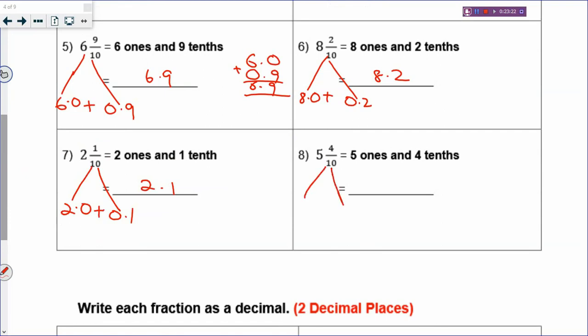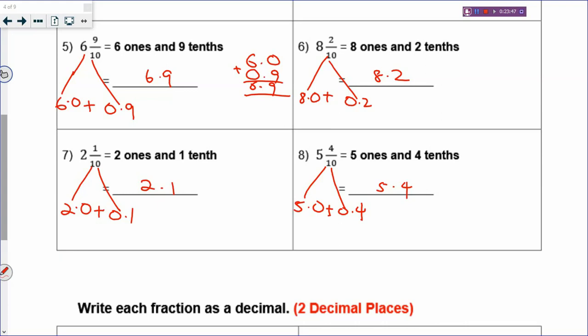Now, how about the other one? Some of you will tell me quickly, that will be 5.4. Now, you can do it this way, but it's actually quite dangerous. Later on, you will see why it is dangerous. But let's break up first. 5 wholes, and then 4/10 will be 0.4. Then you plus them together. That's how you get 5.4.